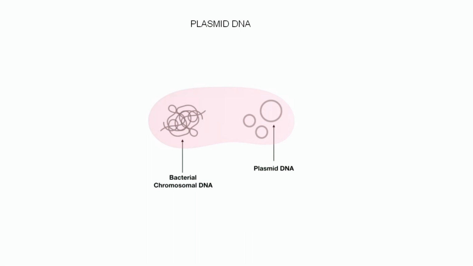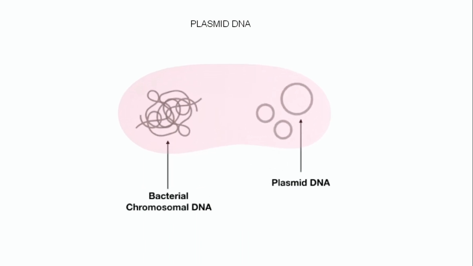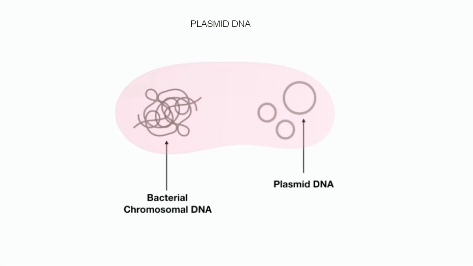The unique property of self-replication makes it available to use in different molecular genetic research such as gene therapy, gene transfer and recombinant DNA technology. The picture shows the general structure of a bacterium containing plasmid DNA as well as chromosomal DNA.